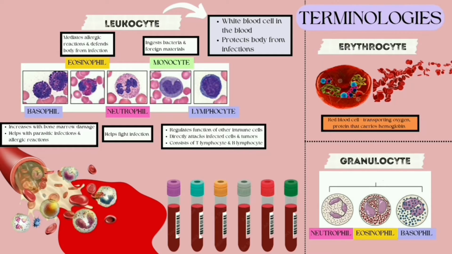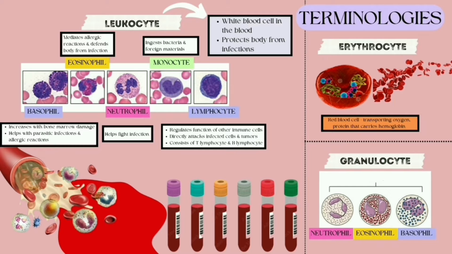The next word is leukocyte, which is also called white blood cell. They are the soldiers of the body and they protect the body from infections. There are 5 types of white blood cell. The first one is basophil. Basophil is in charge of all parasitic infections and allergic reactions. It increases with bone marrow damage. The next white blood cell is called eosinophil. It is a type of white blood cell that mediates allergic reactions and defends the body from infection.